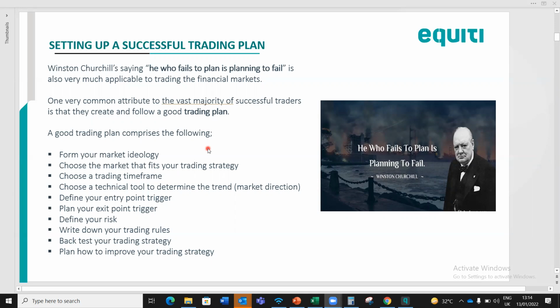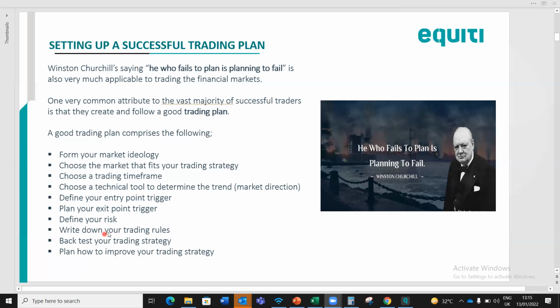So, a good trading plan comprises of the following, which we will talk about individually. What does a good trading plan comprise? Number one, form your market ideology. I'm going to explain all of this. Number two, choose the market that fits your trading strategy. Number three, choose a trading time frame. Number four, choose a technical tool to determine the trend, that is the market direction. And number five, define your entry point trigger, and then plan your exit point trigger as well.